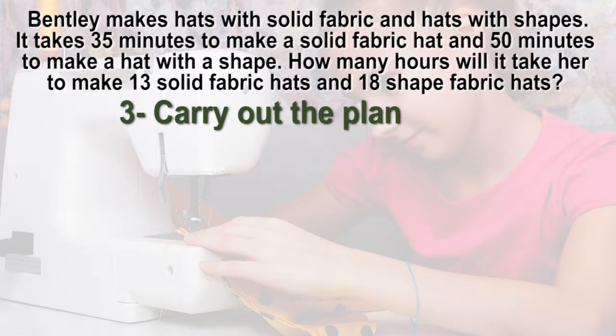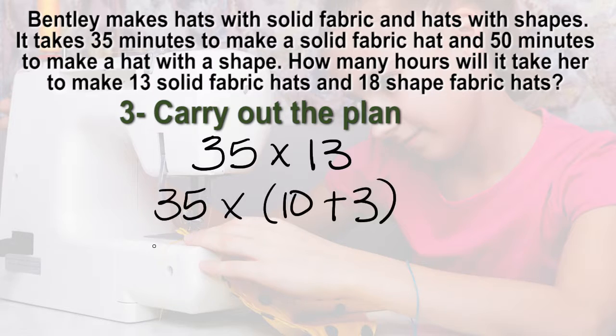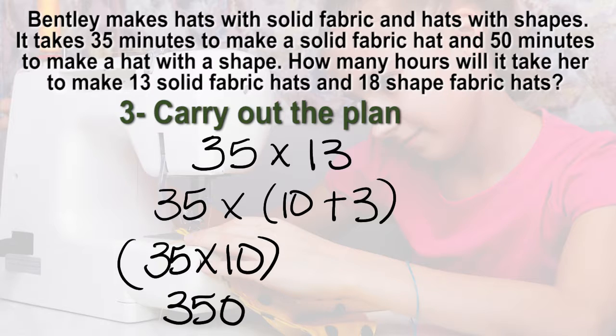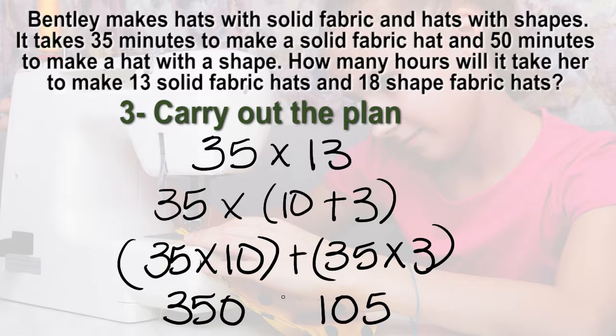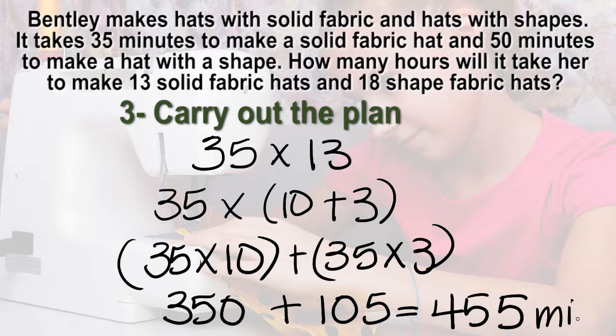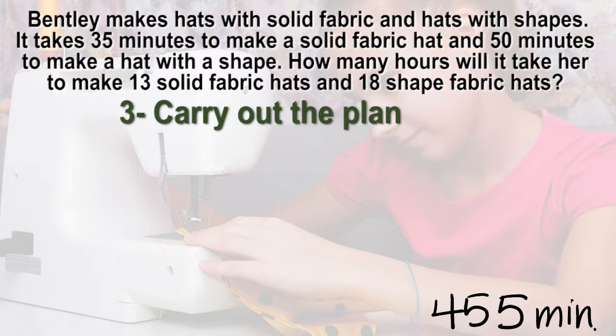Let's start with solid fabric hats. It takes 35 minutes to make 1 hat, so how long will it take to make 13 hats? If we use the expanded form, 35 times 10 is 350, and 35 times 3 is 105. If we add that together, we get 455. It will take 455 minutes to make the 13 solid hats.